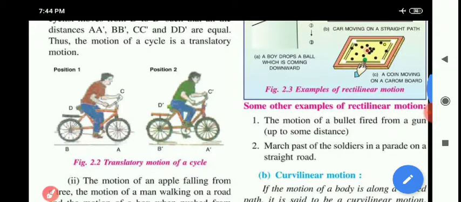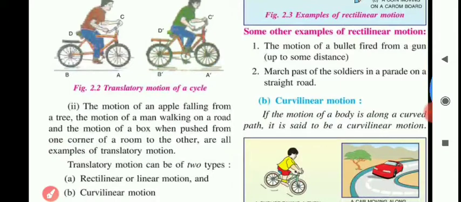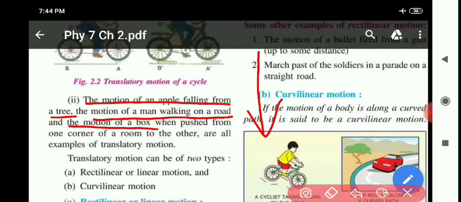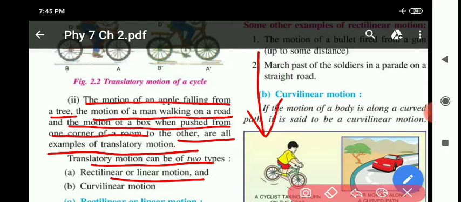Now number 2 example, the motion of an apple falling from a tree. As the apple is falling down from a tree in a downward direction, the motion of a man walking on a road, and the motion of a box when pushed from one corner of a room to the other are all examples of translatory motion. Further, the translatory motion can be of two types: rectilinear motion or linear motion, or curvilinear motion. Now, what is rectilinear motion?